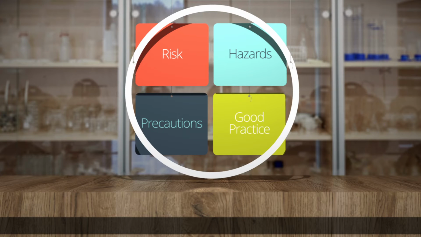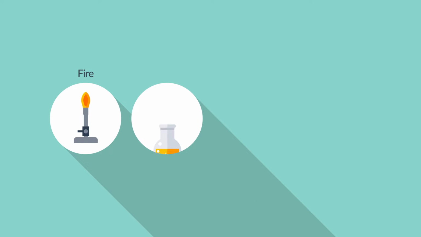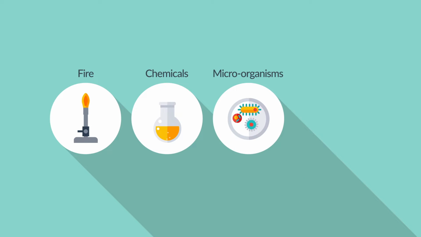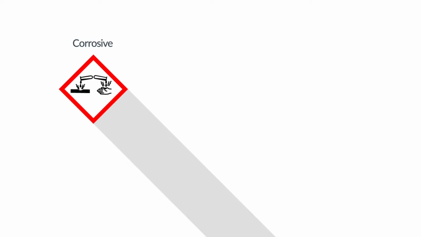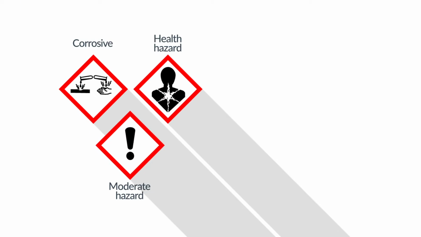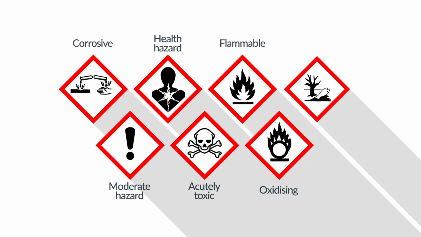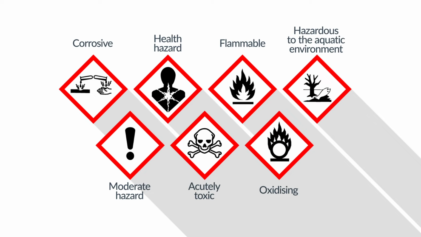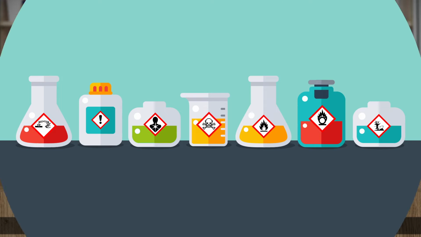So what are the common hazards you might encounter? A hazard is something with potential to cause harm. Some examples include fire, chemicals, microorganisms, and electricity. Hazards are identified using internationally recognised symbols. Some examples include corrosive, moderate hazard, health hazard, acutely toxic, flammable, oxidising and hazardous to the aquatic environment. These will help you when identifying the risks for your risk assessment.